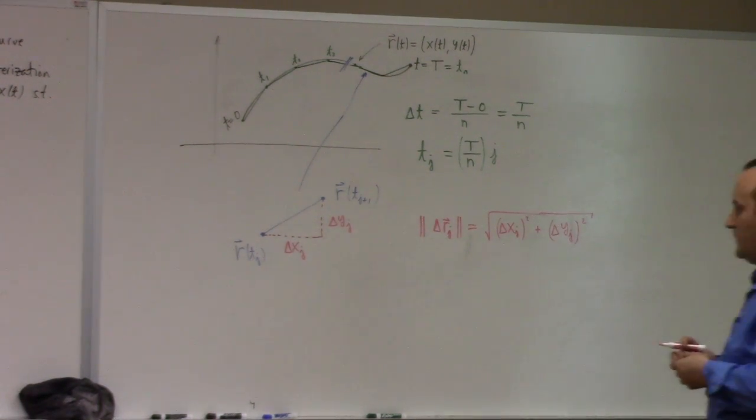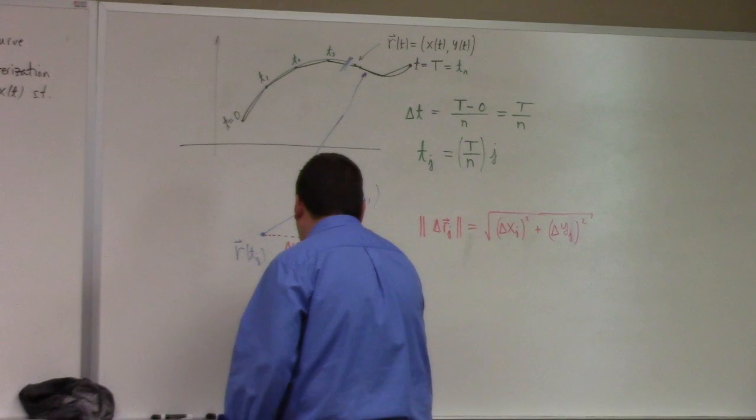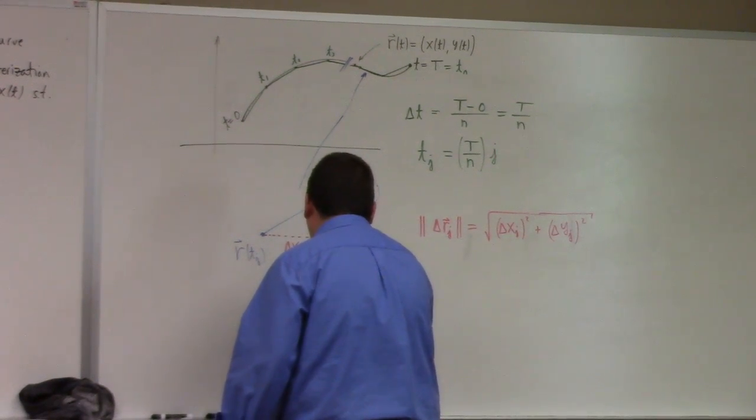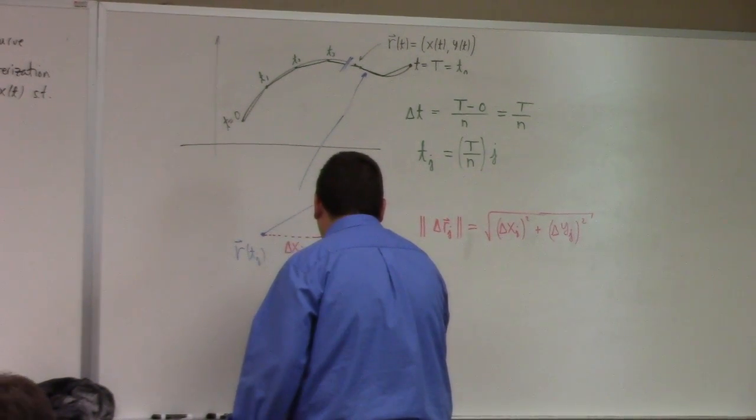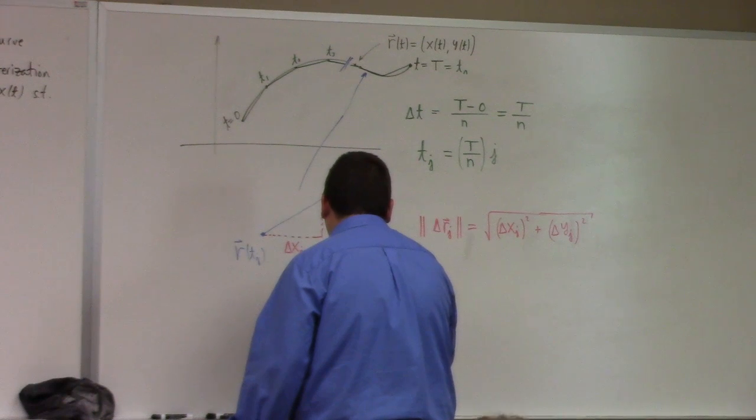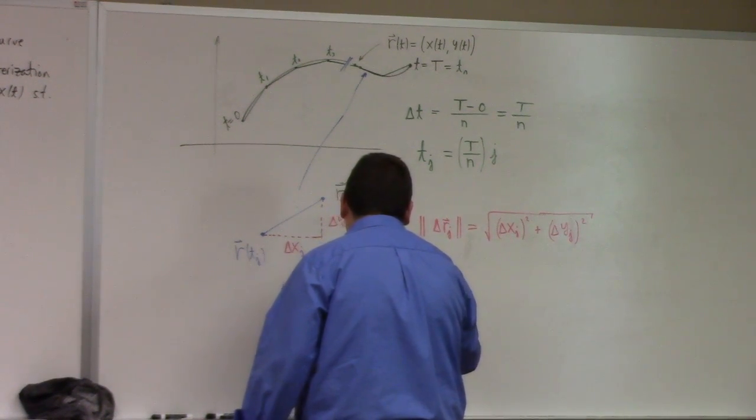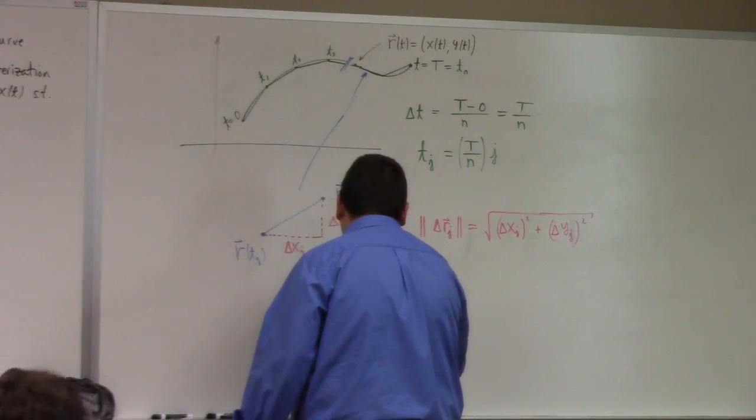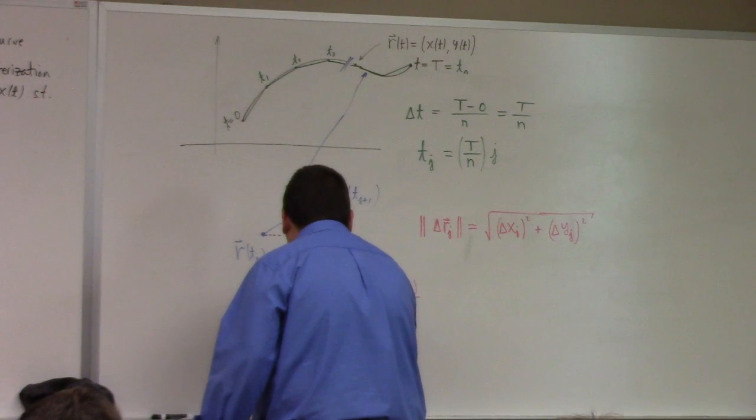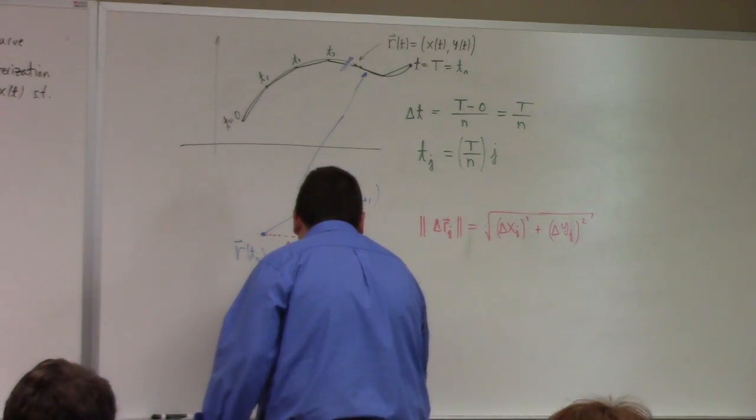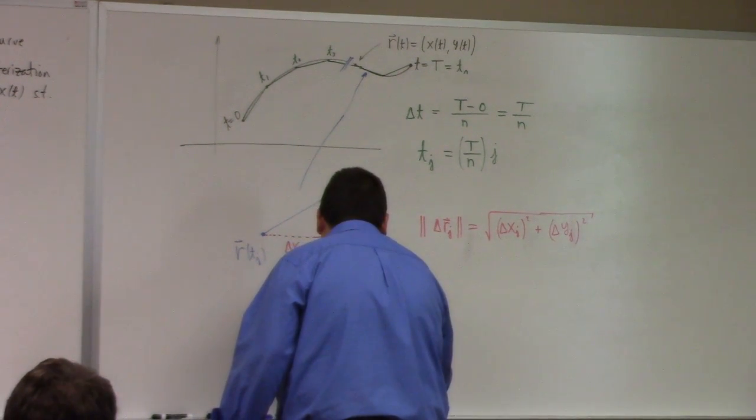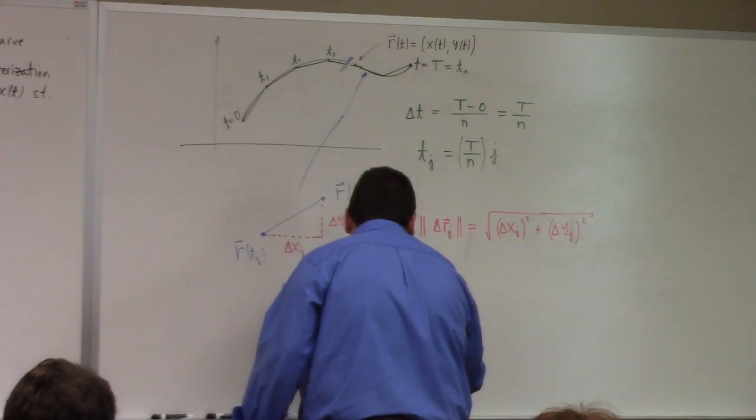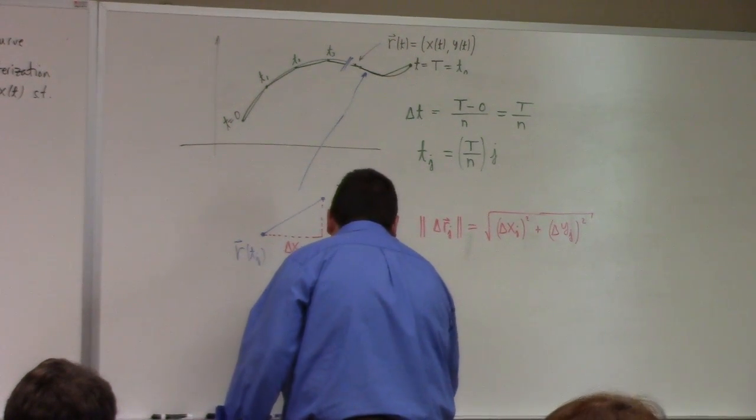And now I can give you explicit formulas. Delta xj is equal to x of tj plus 1 minus x of tj divided by delta t, and the change in yj, well, guess what? That's y of tj plus 1 minus y of tj divided by delta t.